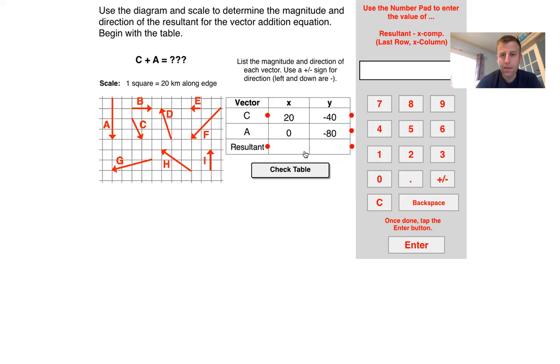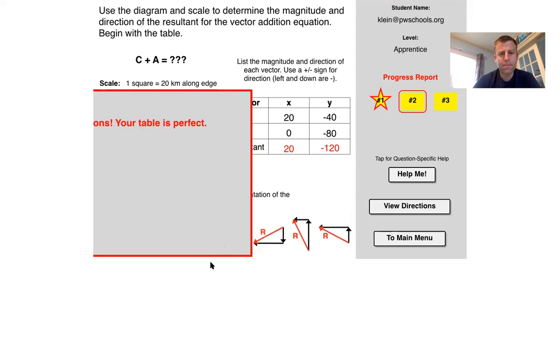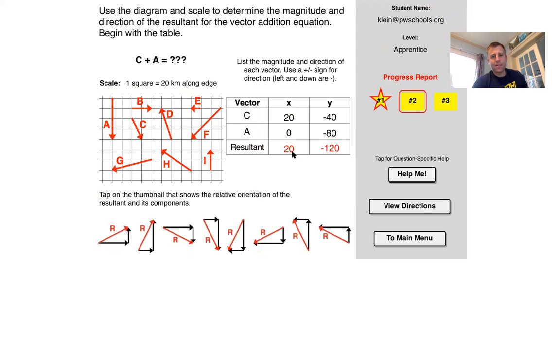Okay, add up your components. Just add up that column, 20. Add up this column, negative 120. Check that answer. Okay, and then you have to, I believe, pick which one. So we're looking for one that has a small X component to the right and a big Y component going down, or vice versa, big down and small to the right. I'm thinking it's this one, has a big down component, negative, and a small X component, positive.